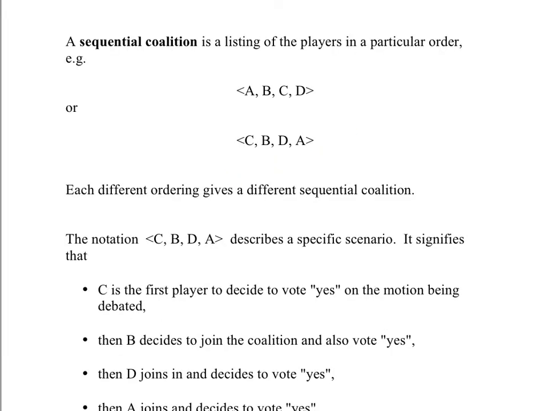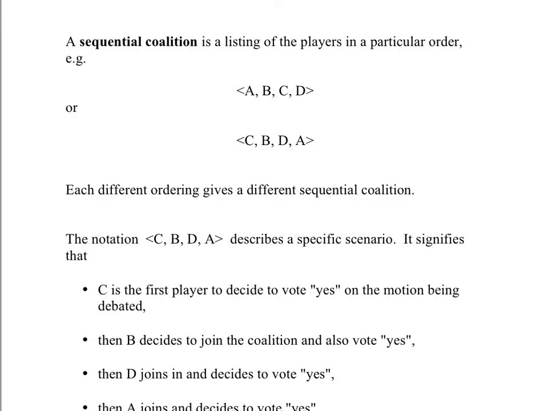In general, a sequential coalition is officially just a listing of the players in a particular order, for example ABCD or CBDA, with the important understanding that each different ordering of the players gives us a different sequential coalition. There are as many different sequential coalitions as there are different orderings of these letters, in other words, as many as there are different "words" spelled with the letters A, B, C, and D.